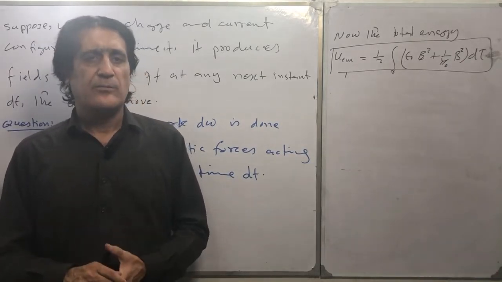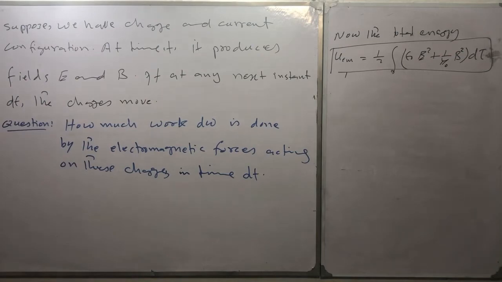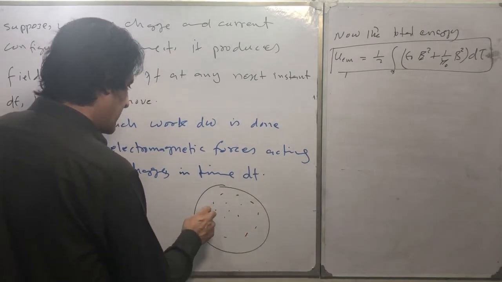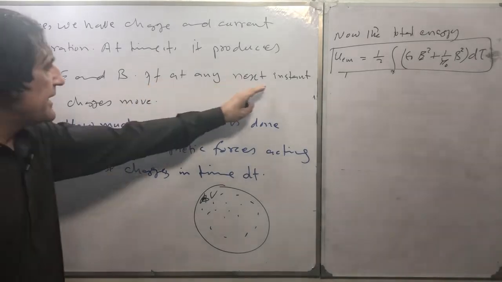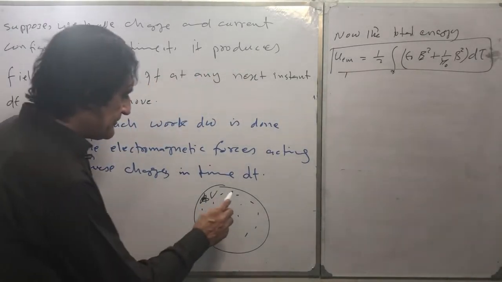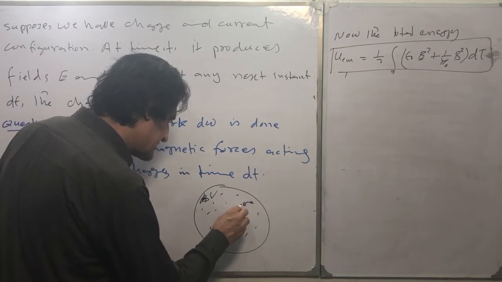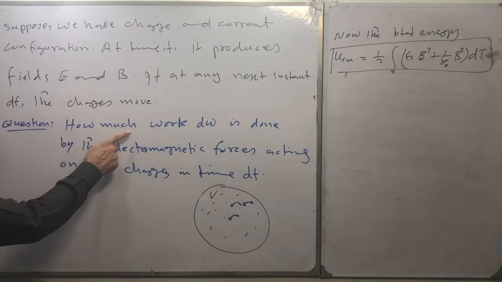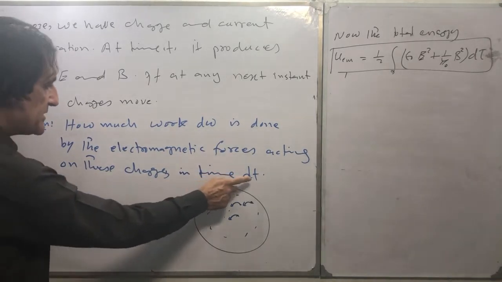To explain this more generally, suppose we have a charge and current configuration, with some charges in this volume V. It produces electric and magnetic fields E and B. If at the next instant dt the charges start to move, then the question is how much work dW is done by the electromagnetic forces acting on these charges in time dt.